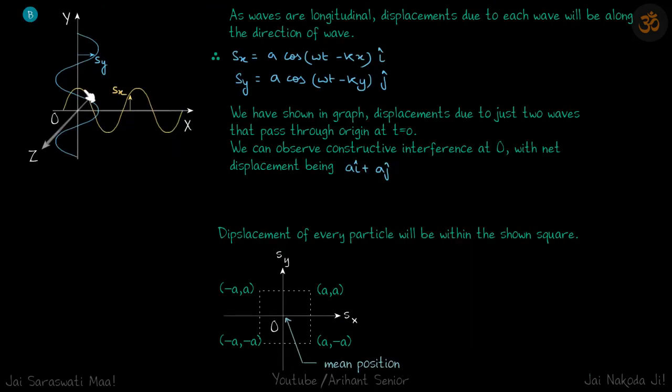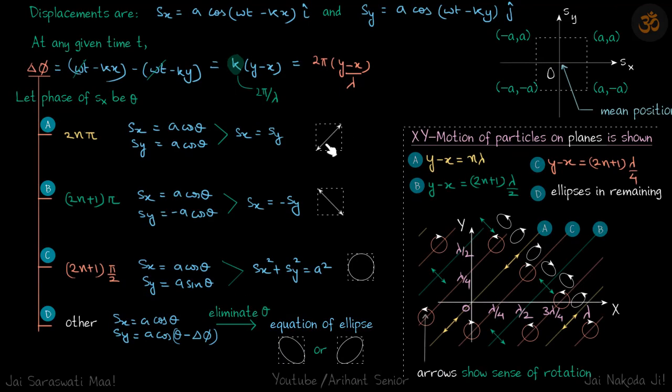So they will reach the position a i cap plus a j cap, and then later they will reach minus a i cap minus a j cap after half a time period. So the particle will oscillate in a straight line like this because they are always in the same phase. Let's say this omega t minus kx is theta. So the phase of Sx is omega t minus kx. So let's say that is theta. When they are in the same phase, if Sx is a cos theta, then Sy will also be a cos theta. So that's what happened at origin. That is, Sx is always equal to Sy. That's why it will travel like this.